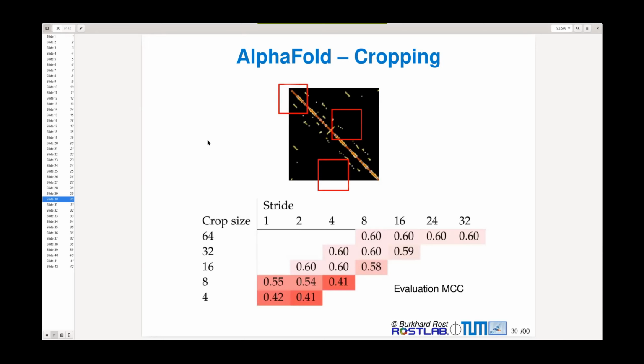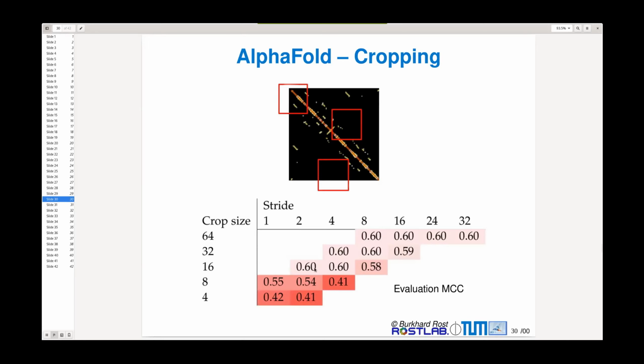Now I wanted to reproduce this just to see if this is actually working. And in fact, it is. So I used a smaller set just for this experiment, and I tried this cropping idea with different sizes of crops and different strides in between. And what you see is the evaluation MCC on those. The baseline that we get without cropping is also 0.6.